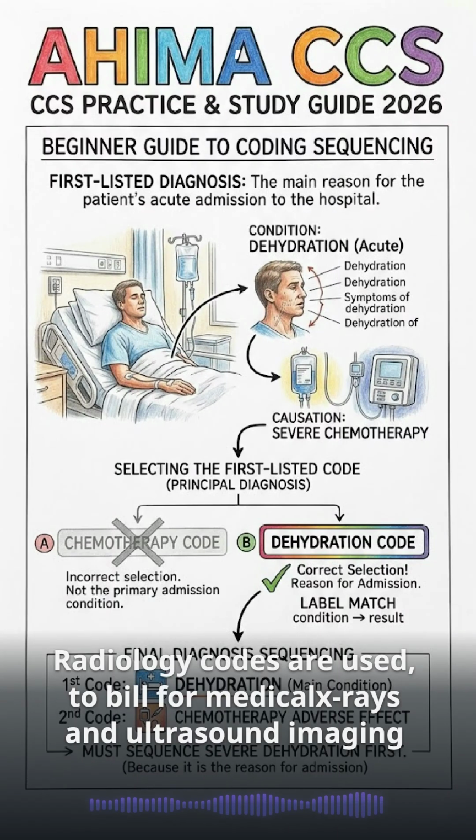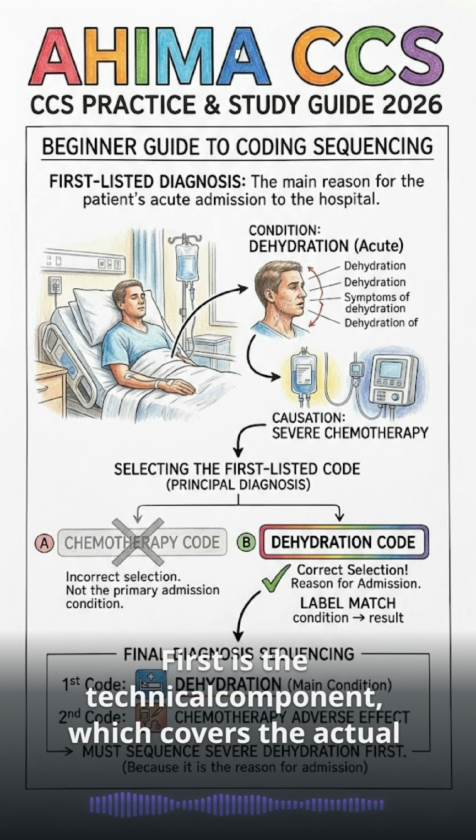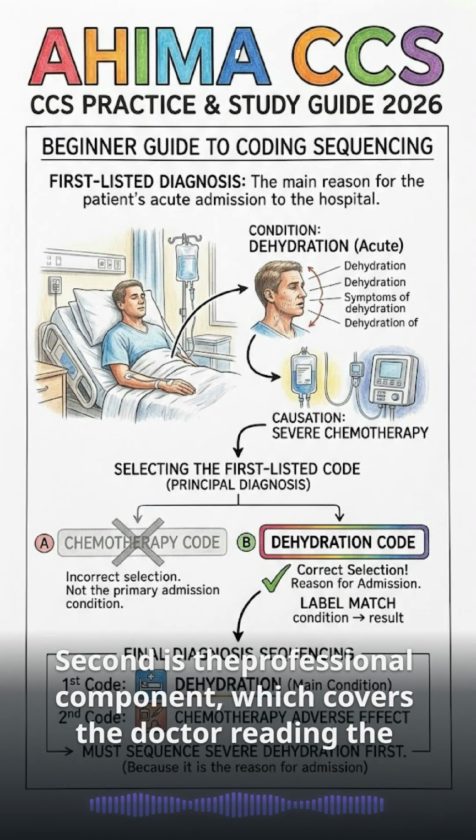When a doctor takes an X-ray, there are two different parts to bill. First is the technical component, which covers the actual expensive hospital X-ray machine. Second is the professional component, which covers the doctor reading the final image.